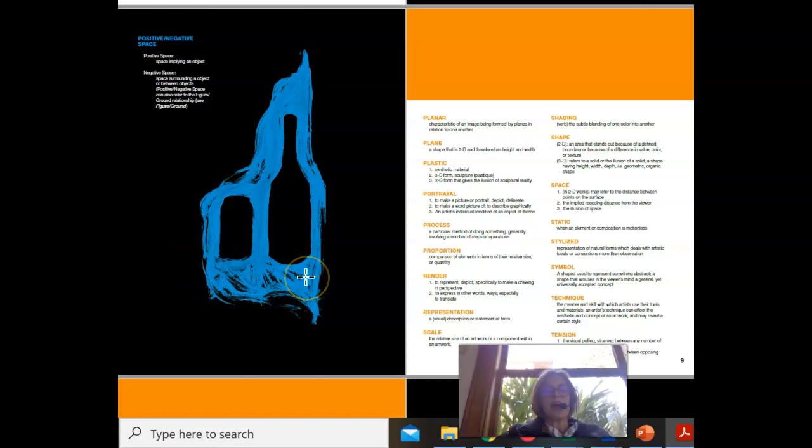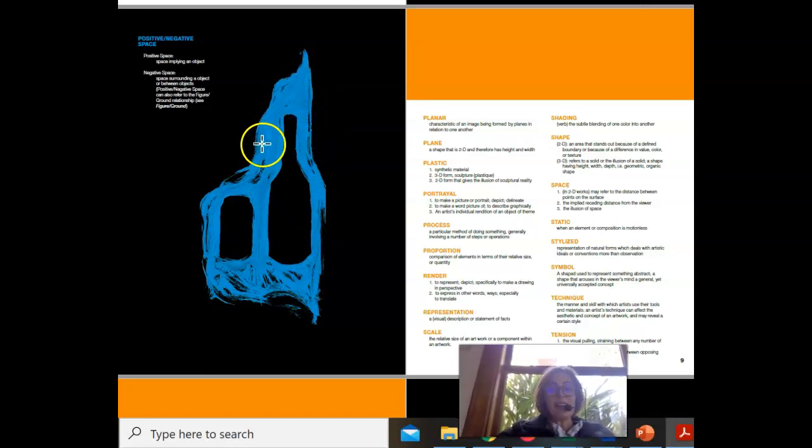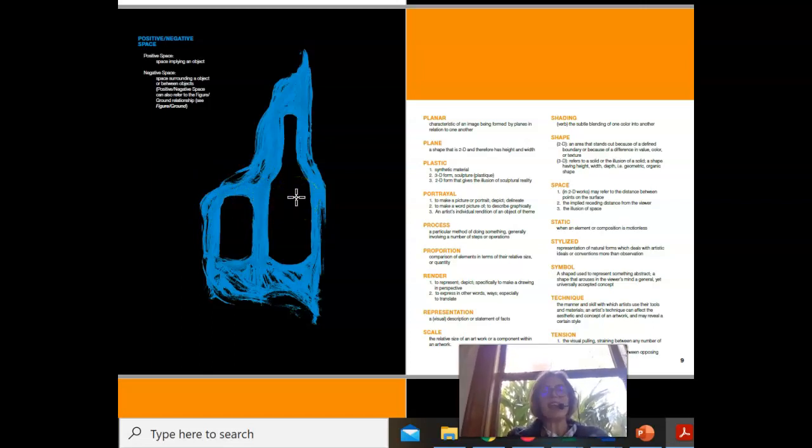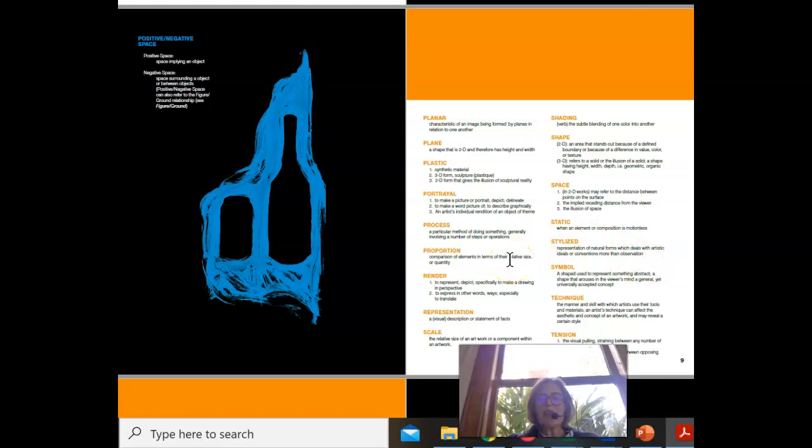And of course, the figure-ground relationship, the ground in this case, right, would be this positive element, and then the negative space would be the figure implied on the front. Representation, the description or statement of facts, one's representation. That's a good word.